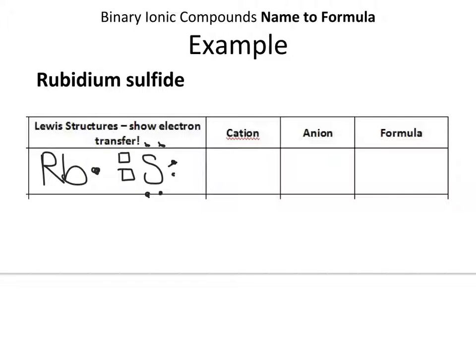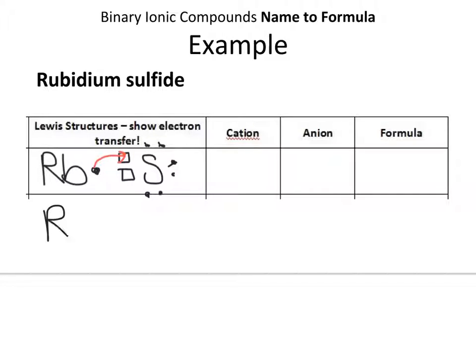So rubidium is going to lose its valence electron. It's going to give it away to sulfur. So now our rubidium atom has no leftover electrons. However, our sulfur atom over here still has this one empty spot that it needs to fill. So what are we going to fill it with? Well, we need another rubidium atom.